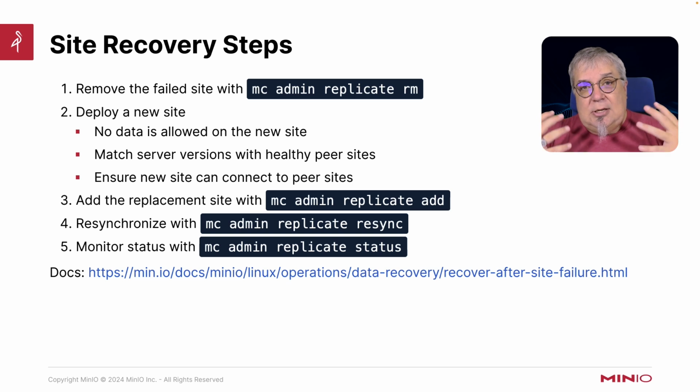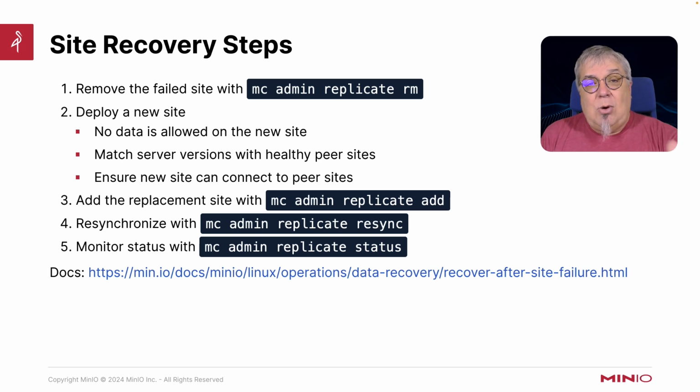Once you've got your site deployed, you can add that replacement site back in with MC admin replicate add. Make sure that you give it both a healthy peer name and then the new site name in order to get all that replication started. You can then force a resync using MC admin replicate resync. This is going to fire off a resync, make sure that all your data gets replicated to that new site quickly. And you can always monitor the status of that replication with MC admin replicate status.